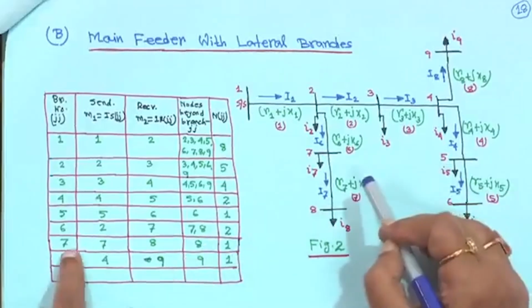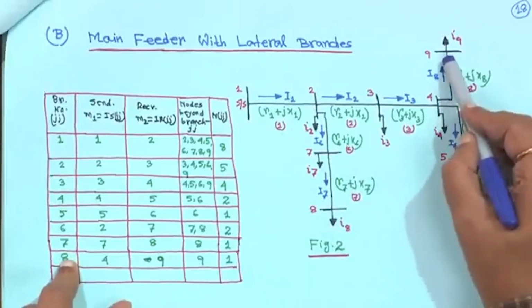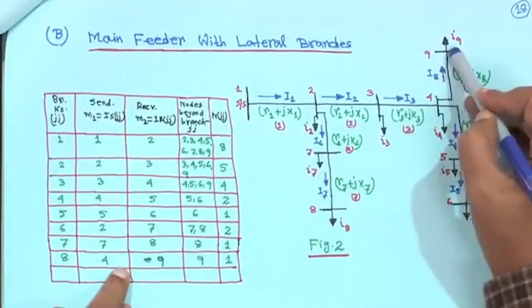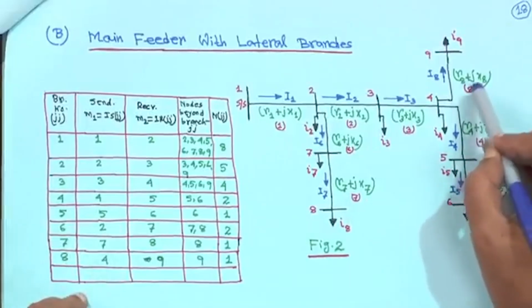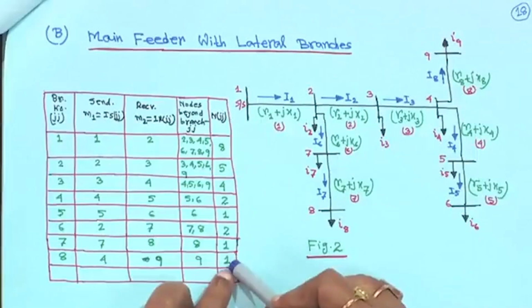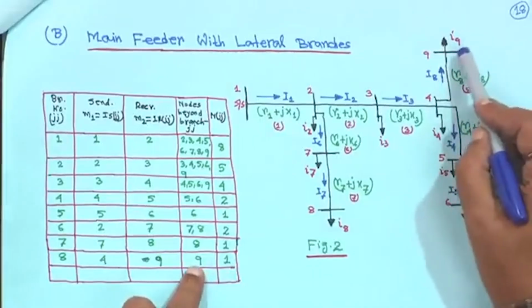Similarly, you come to branch 8. Branch 8 means 4 to 9. So, 4 to 9, this one, right, and beyond this branch only one node is there. So, it is only one, and which is that node? It is 9.